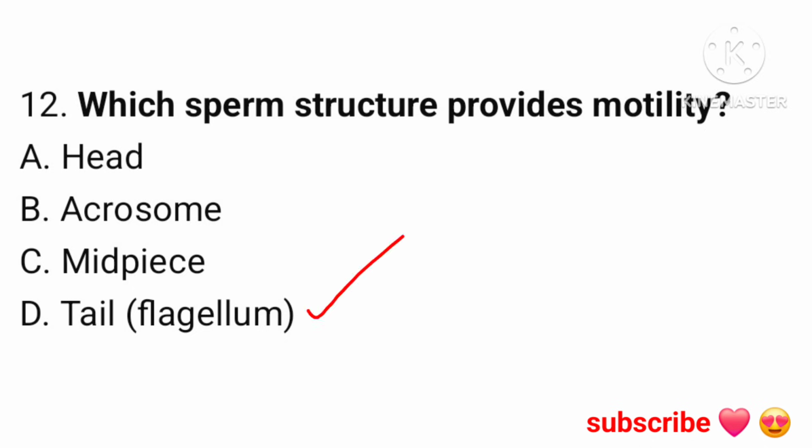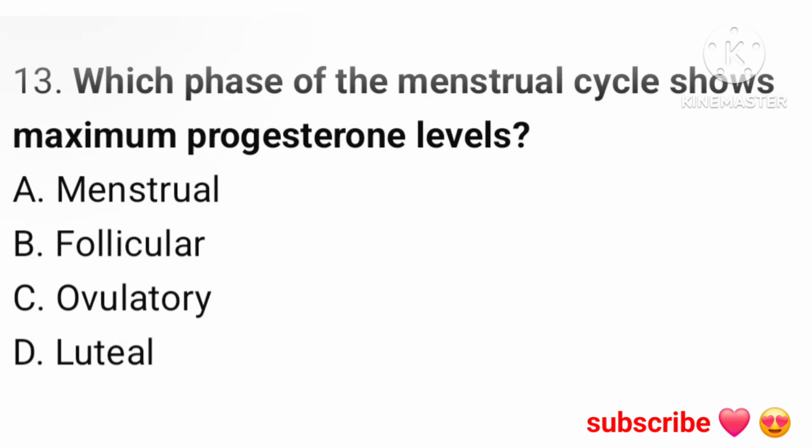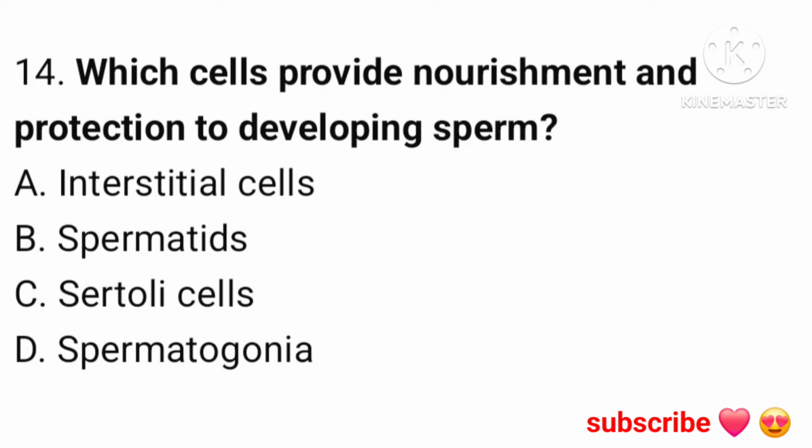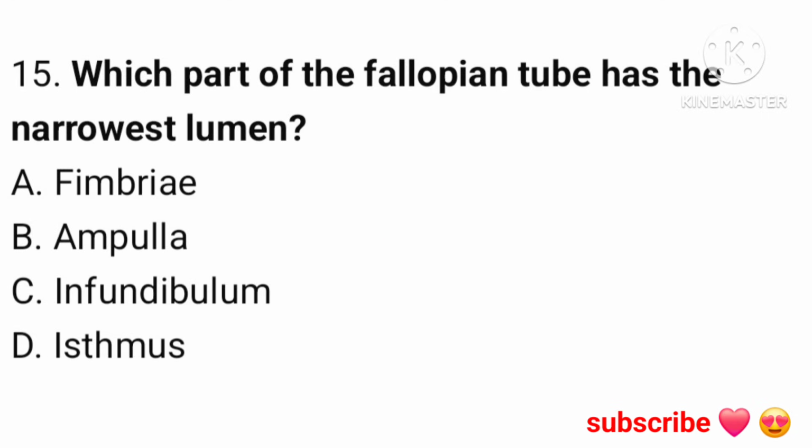Correct option is D. Which phase of the menstrual cycle shows maximum progesterone level? Correct option is D. Which cell provides nourishment and protection to developing sperm? Correct option is C. Which part of the fallopian tube has the narrowest lumen?